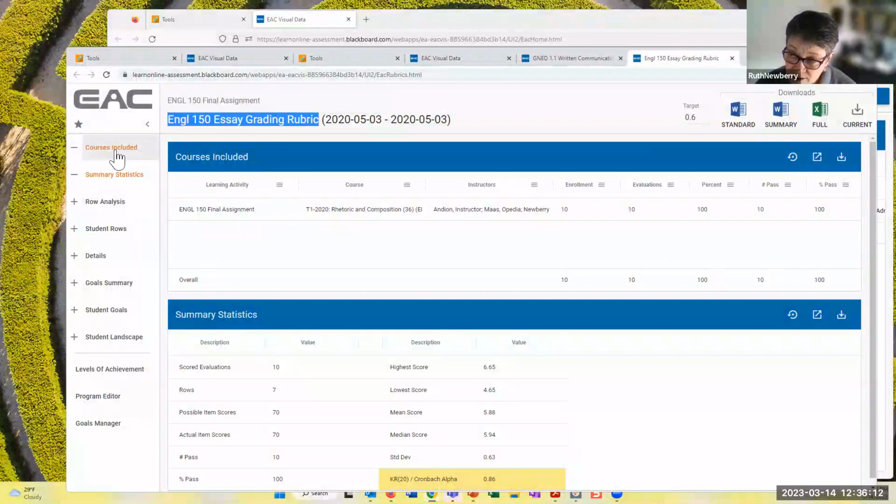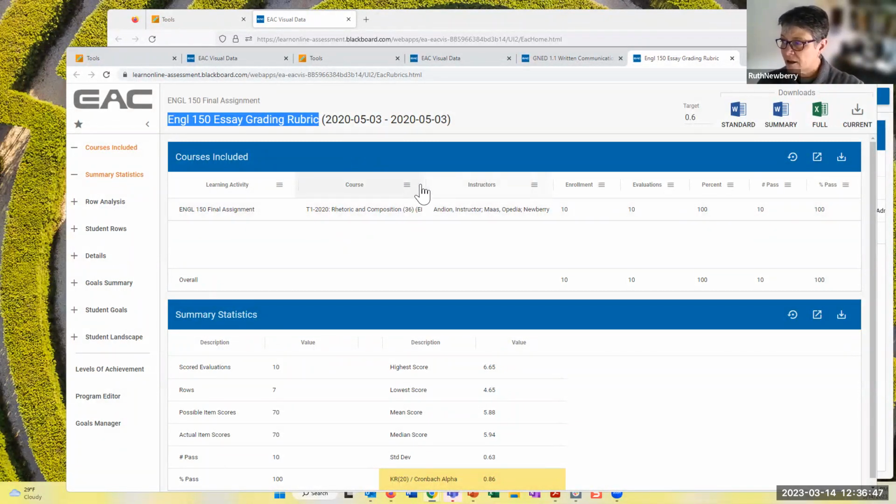What we are going to look at is courses included, summary statistics, row analysis, student rows, details. That is all the farther we're going to go as a course reporting tool. None of the other data here becomes really important until we start adding learning outcomes, okay? But with this, we always start with, well, what is the course?